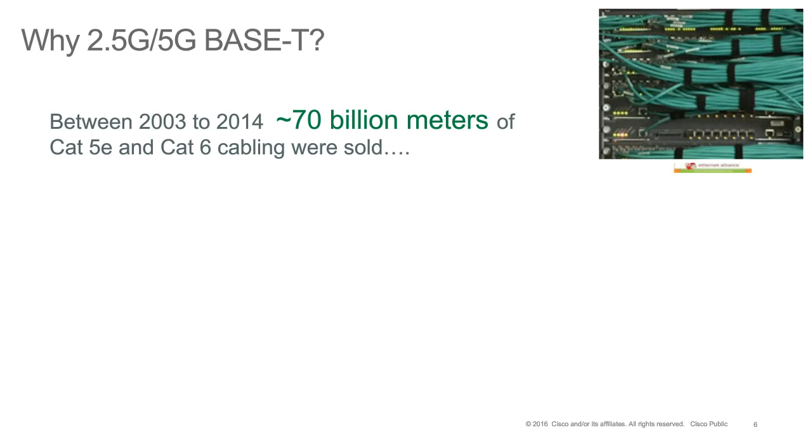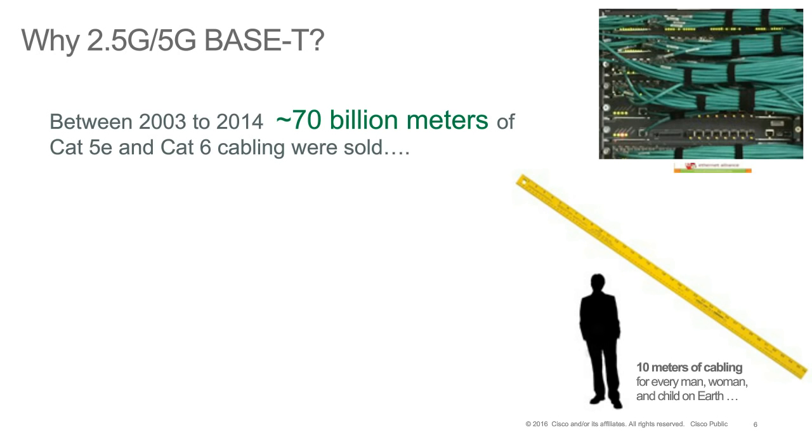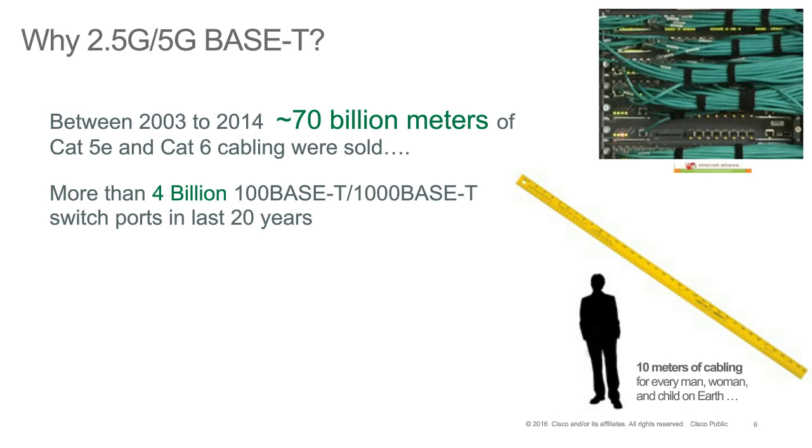Okay, so why would we do 2.5 and 5G BASE-T? Between 2003 and 2013, we sold about 70 billion meters of Category 5E and Category 6 cable. If you think about it, that's about 10 meters of cable each. That is a huge, enormous investment. In the last 20 years, we sold more than 4 billion 10 BASE-T, 100 BASE-T, and 1000 BASE-T switch ports. Right, this is the main market for how people connect to networks.